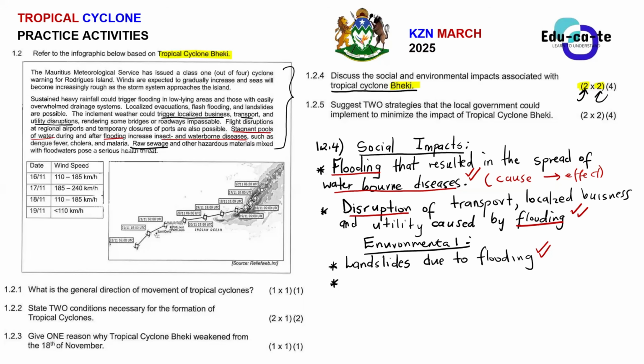Yes, sir. So if raw sewage and other hazardous materials have now been mixed with the flood waters, the flooding is the main thing here. It has flooded all the sewage, and this is posing a serious health threat, not only to us as humans, guys, but also to the species in the ecosystem. So you can talk about the disruption of the ecosystems.